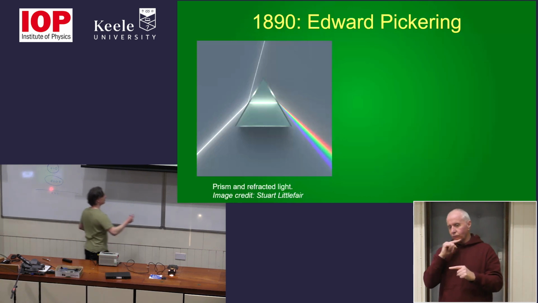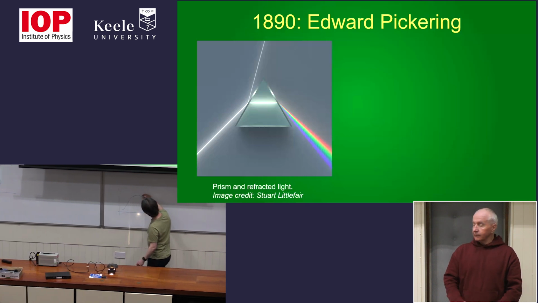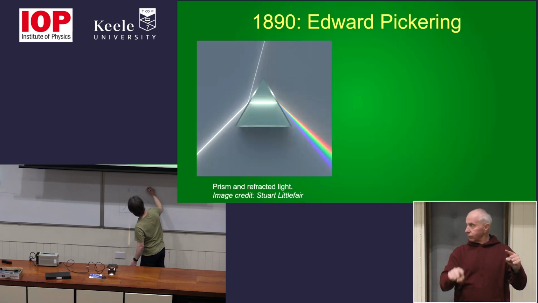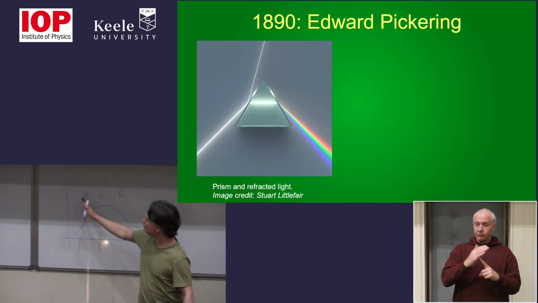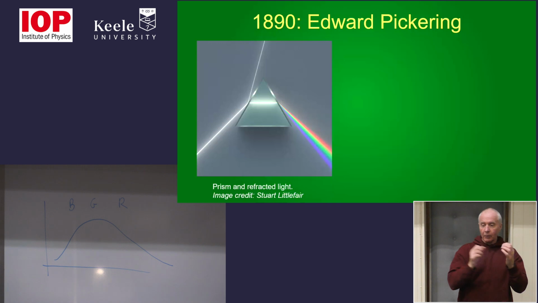And so, irrespective of a star, it will be big in the blue, go down in the red like that. Let's say blue, green and red. And if you have a hot star, it'll be brighter in the blue. If you have a cool star, it'll be relatively brighter in the red.